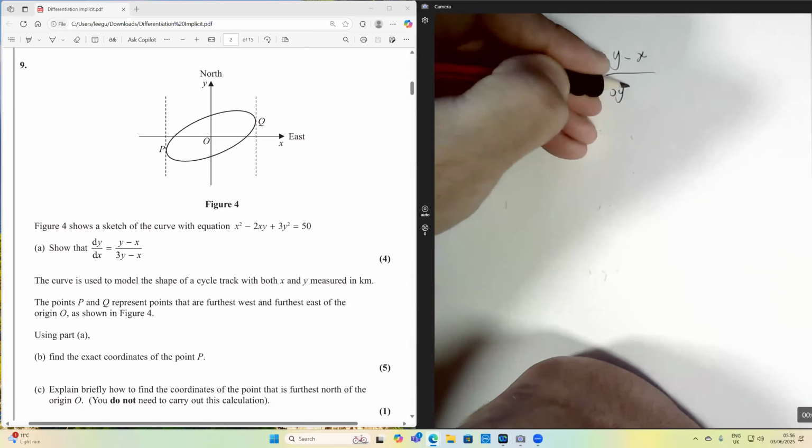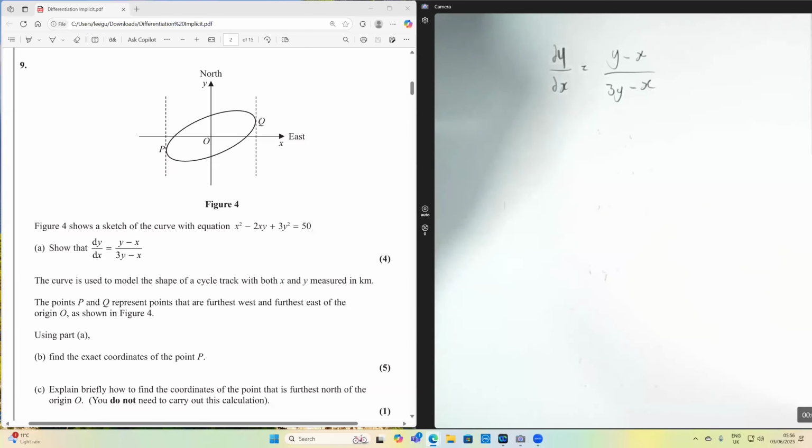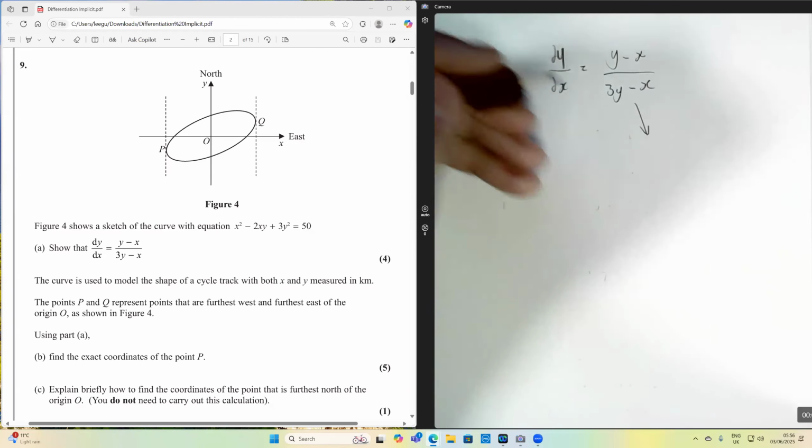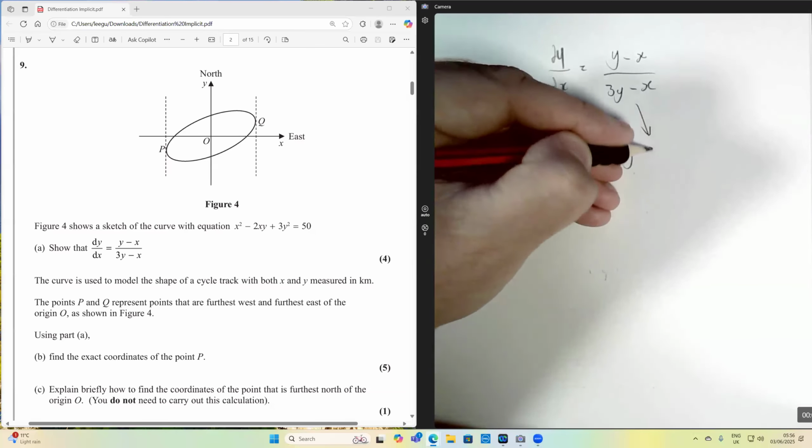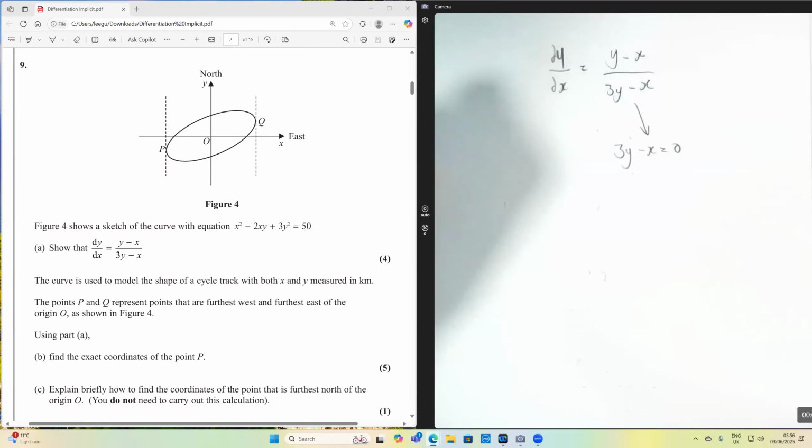So the way in which we need to think about this is as follows. Okay, we can notice that at P and Q, we have a tangent to the curve that is vertical, okay? And in other words, we have an infinite gradient. And the only way that we're going to get an infinite gradient is if essentially we're dividing by 0. So in order to find P and Q, the implication is that the denominator in our gradient function, the 3y minus x, must equal 0.